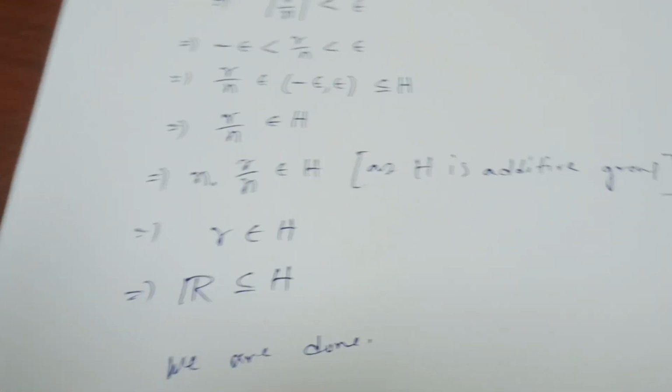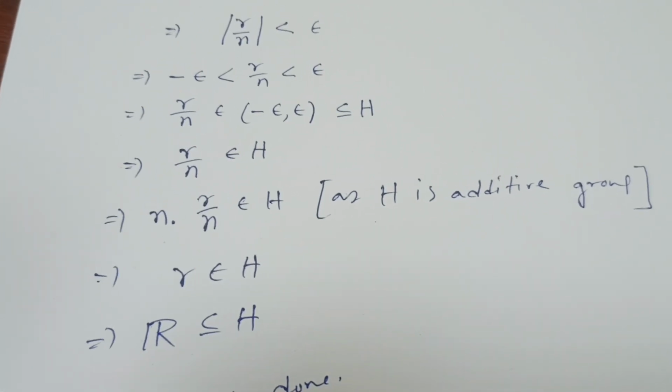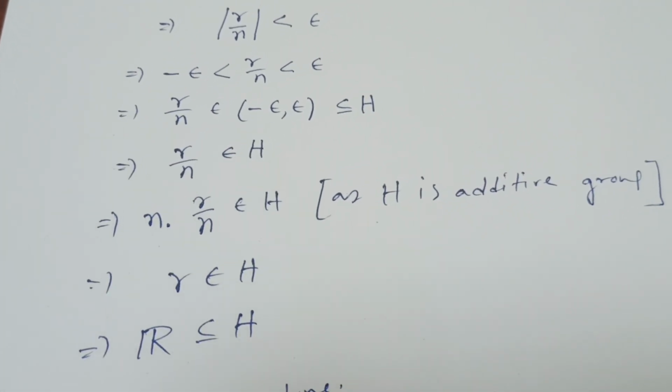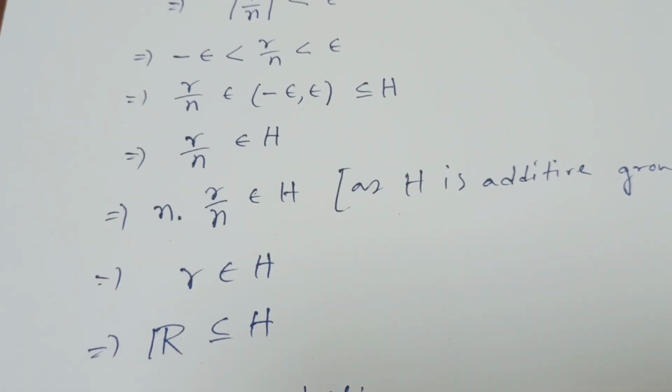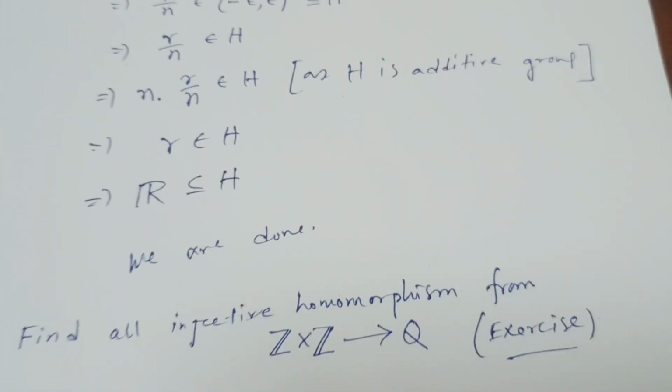And so we are done. So this is the proof of the question that if H is an open subgroup of R, then R equals H.